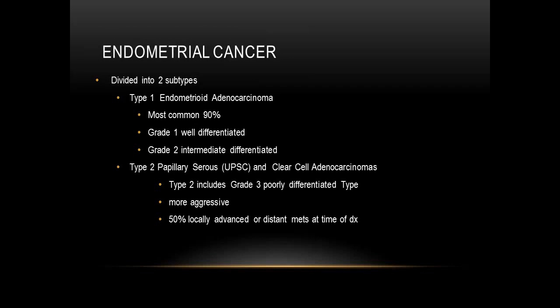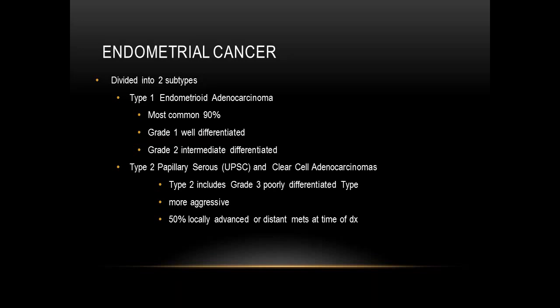Endometrial cancer is divided into two subtypes. Type 1, FIGO type 1, is endometrioid adenocarcinoma. It's the most common, making up 90% of all of the endometrial cancers. It's grade 1, well differentiated, or grade 2, intermediate differentiated.